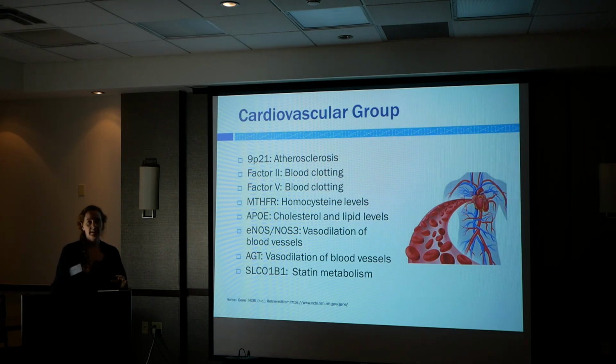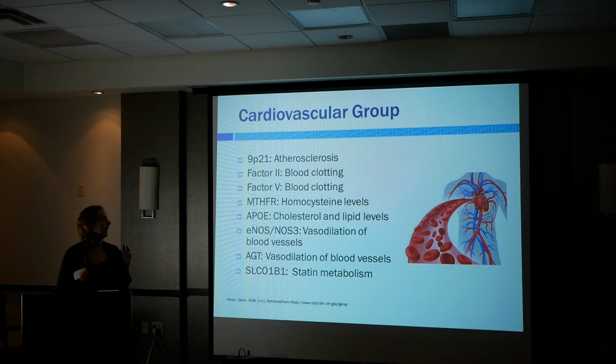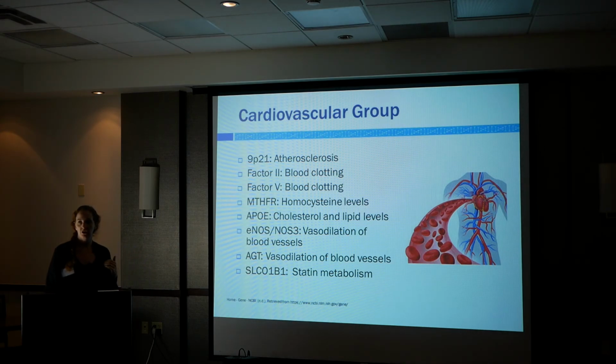So here's a quick rundown of the cardiovascular group. Some of the most well-researched genes that affect the cardiovascular system are 9p21, which has been shown to affect your propensity towards forming plaques, atherosclerosis. Some people with a risk factor are more likely to have more plaque formation at a younger age. Well, there's clotting factors. Factor 2 and 5 will increase your ability to clot.